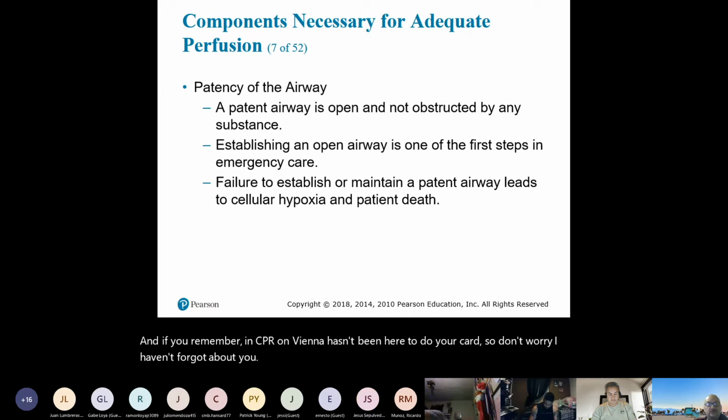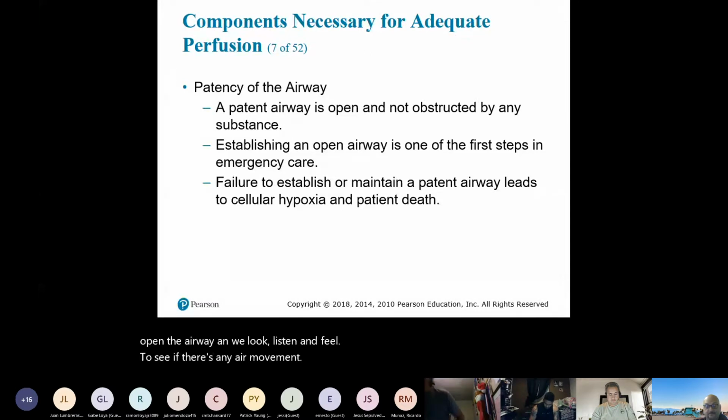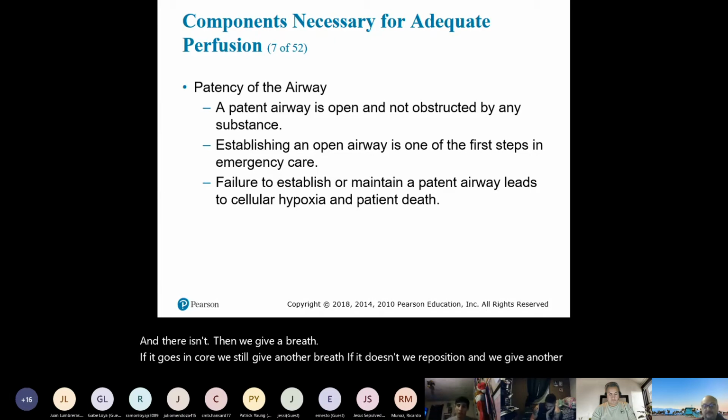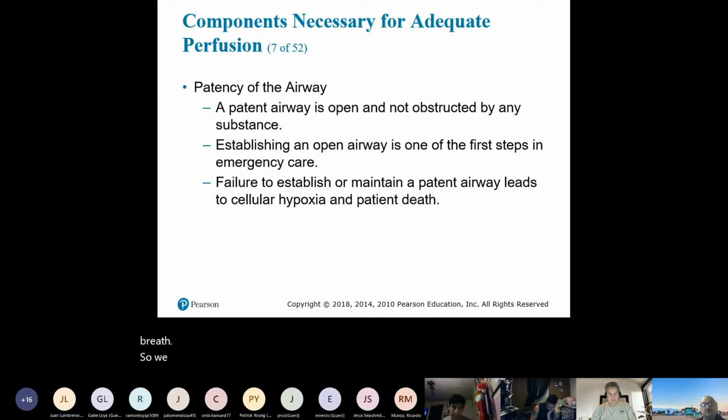When we get to that patient, we open the airway and we look, listen, and feel to see if there's any air movement. If there isn't, then we give a breath. If it goes in, cool, we still give another breath. If it doesn't, we reposition and we give another breath. So we have to make sure there's no obstruction.